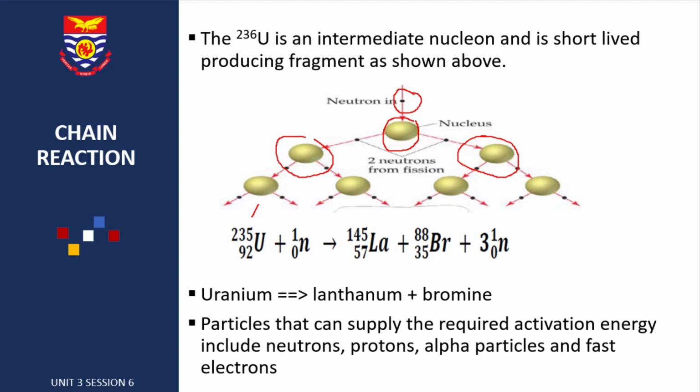The overall process is called nuclear fission, and because it is accompanied by enormous release of energy, it forms the basis of nuclear power stations. We have established that the nuclei must be bombarded by a slow-moving neutron, which will be absorbed into the nucleus to cause the disintegration. We can also say that the particles that can supply the required activation energy for the disintegration include protons, alpha particles, and even fast-moving electrons.